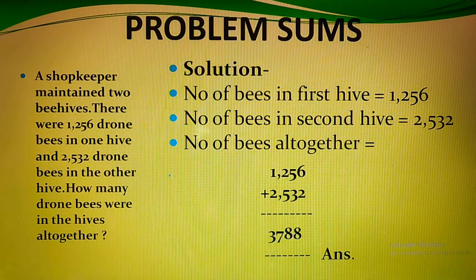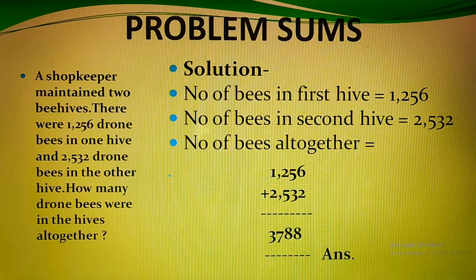Now here you have to read the question properly and then understand it. First of all, you just translate it in whichever language you want. A shopkeeper means दुकानदार. Beehives मतलब 2 मधुमक्खी के छत्ते. ड्रोन बीज का मतलब होता है बड़ी वाली मधुमक्खियां. तो उसके पास 2 छत्ते थे, जिसमें एक में 1256 बीज थी, दूसरे में 2532 bees थी. Now, how many drone bees were in the hives altogether? Our question is mainly this. Altogether word is very important. Altogether tells you that total कितनी bees थी. So you have to add these.